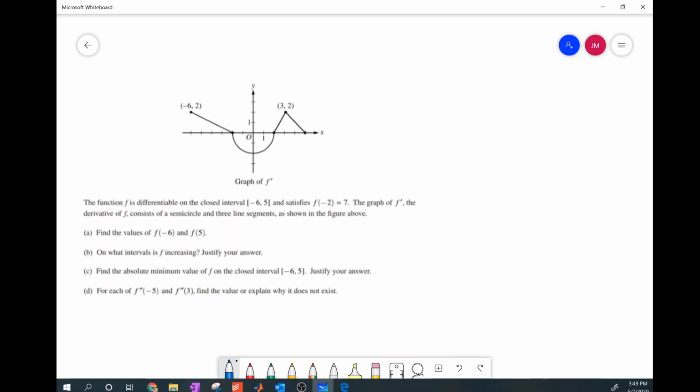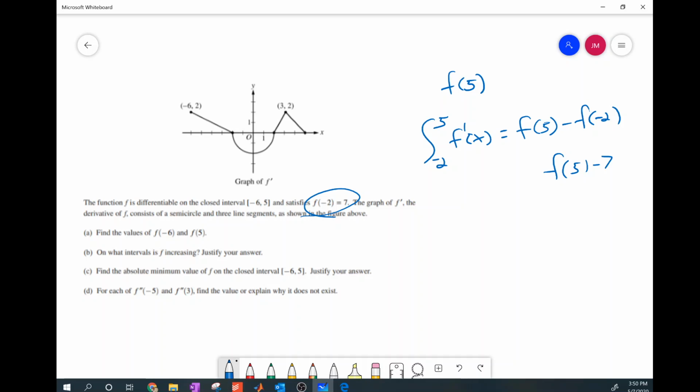So we do the same thing to find f of 5. Well, we're going to set up an integration from the only thing we know, -2 to 5 of f prime is just going to give us f of 5 minus f of -2. Again, we know f of -2, so that's going to be 7. We're going to have f of 5. Now to find the area, you need to find the area between -2 and 5. That's going to be this whole area. And one thing that's important to remember, this is underneath, so the area is going to be negative. This is above, so the area is positive.